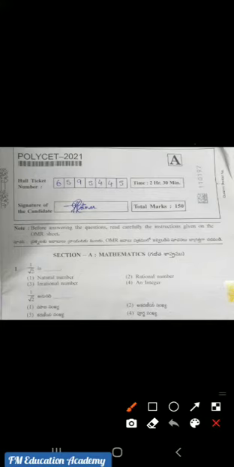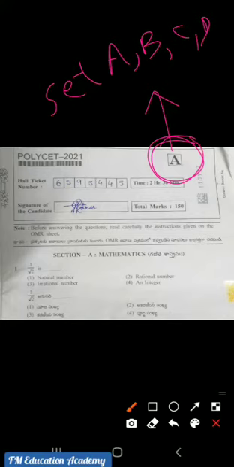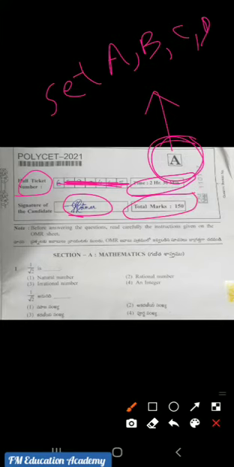Basically, these are your set codes. You may have either set A, B, C, or D. You have to write this under set code in your answer booklet, and here you will have a hall ticket number. You have to write the respective hall ticket number here and then sign. This hall ticket number should also be written in your OMR. The total time allotted to you is 2 hours 30 minutes and the total marks is 150.